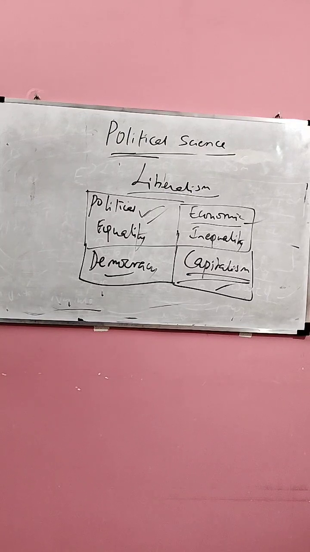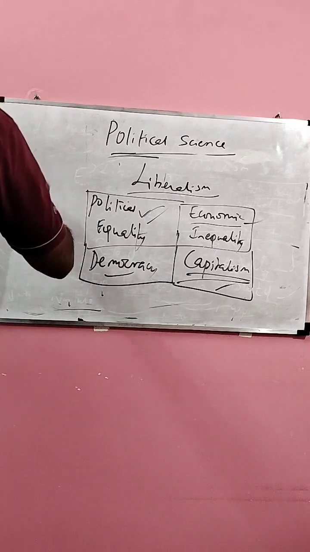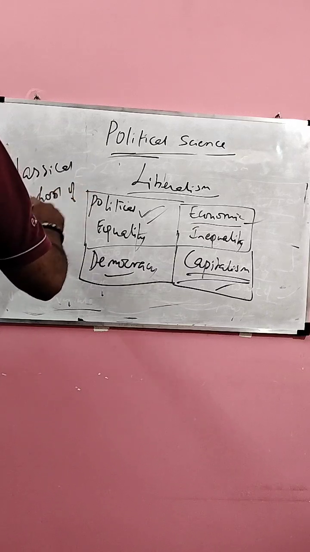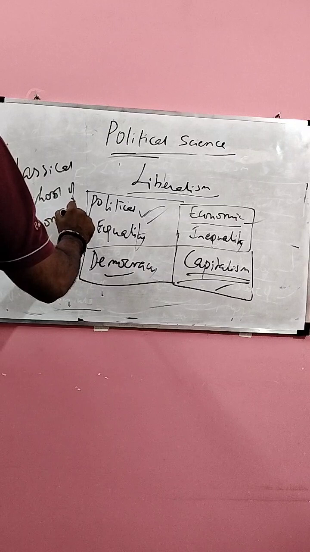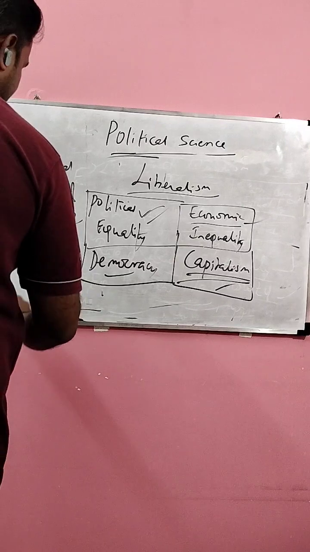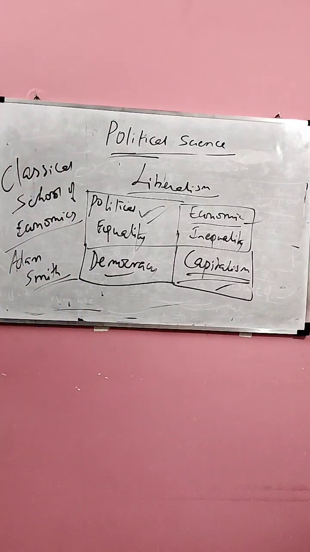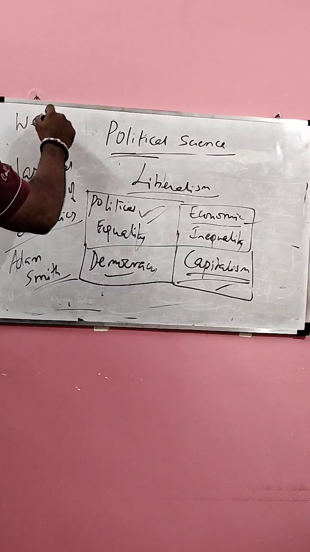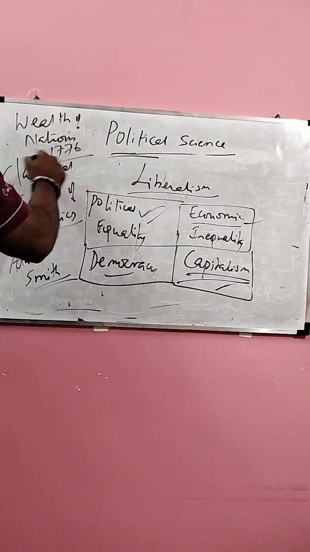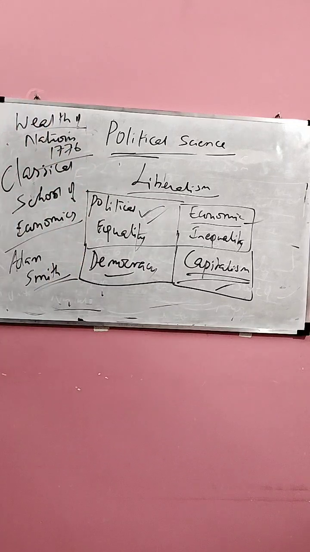Liberalism, the philosophy and ideology, is influenced by the classical school of economics. The classical school of economics argues for capitalism. Adam Smith, the most important economist, is seen as the father, we can say. His book Wealth of Nations, written in 1776, is perhaps the first organized economic book of the world.